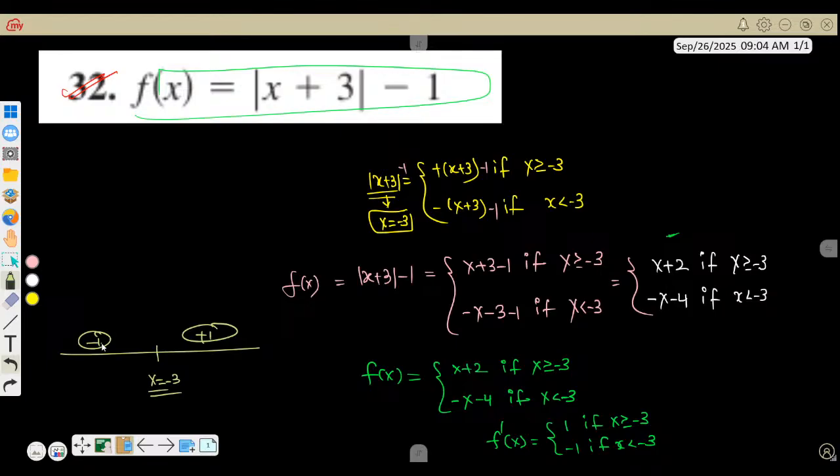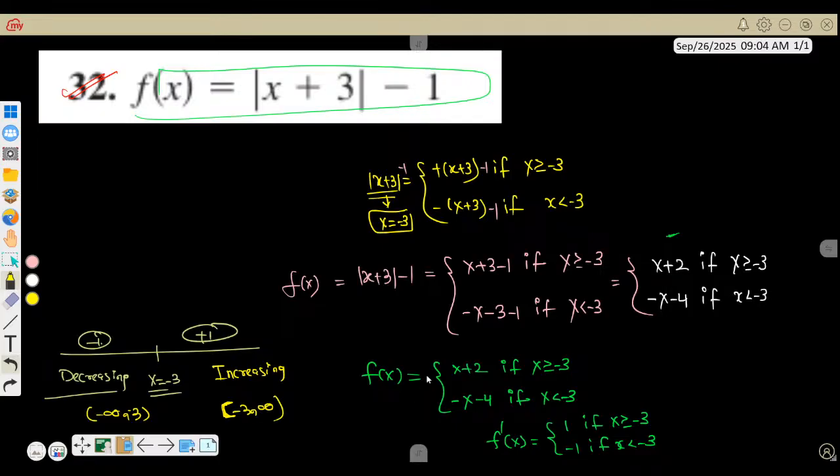So if the value is -1, it means the function is decreasing. For a positive value, the function is increasing. So from -3 to infinity, the function is increasing, including -3. Or from -infinity to -3, the function is decreasing. You got it? Yeah. Are you sure? Yeah, got it.